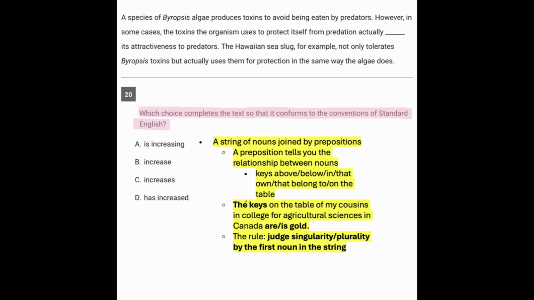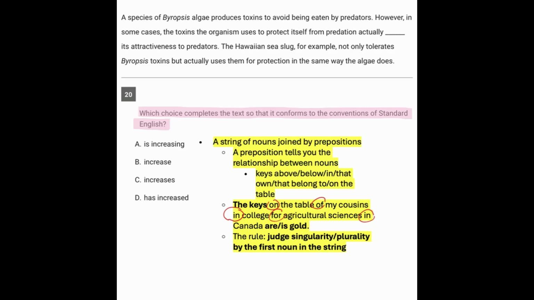In my example, the keys are on the table. The table is of my cousins. My cousins are in college. The college is for agricultural sciences, and that is all in Canada. So really, it's the keys on the table of my cousins in college for agricultural sciences in Canada.